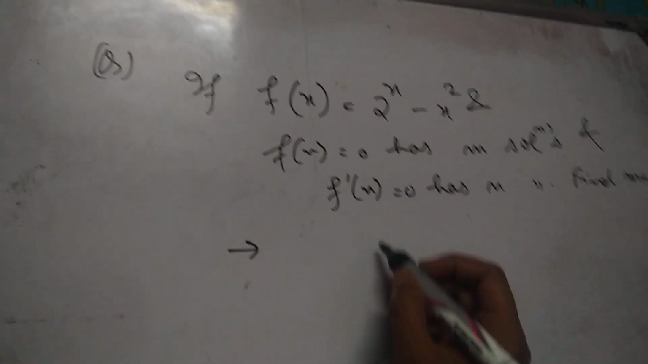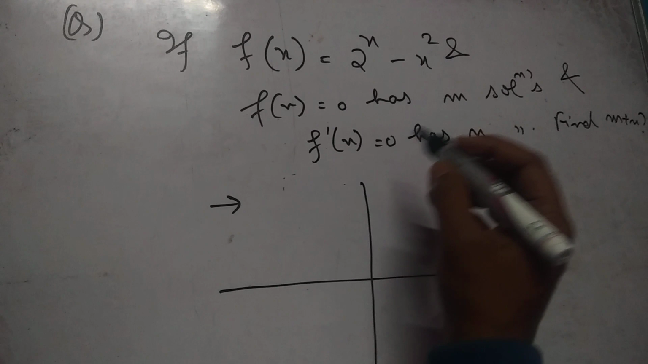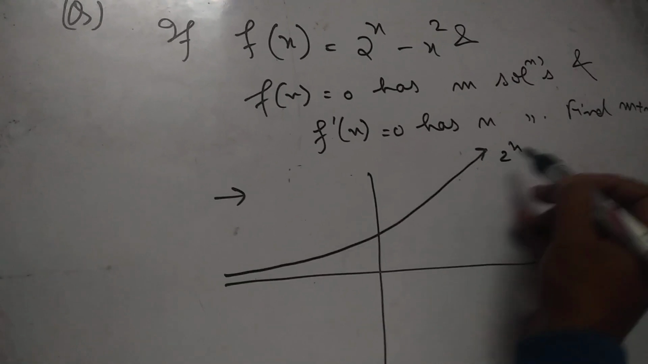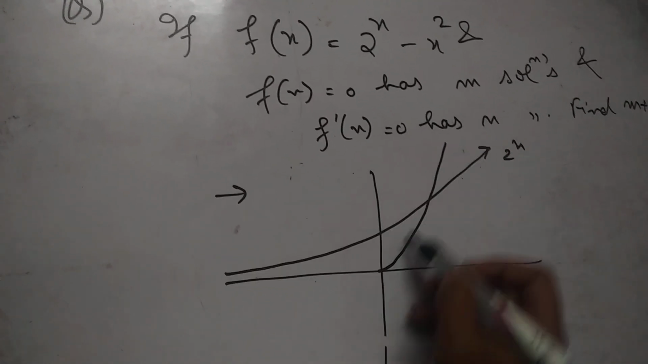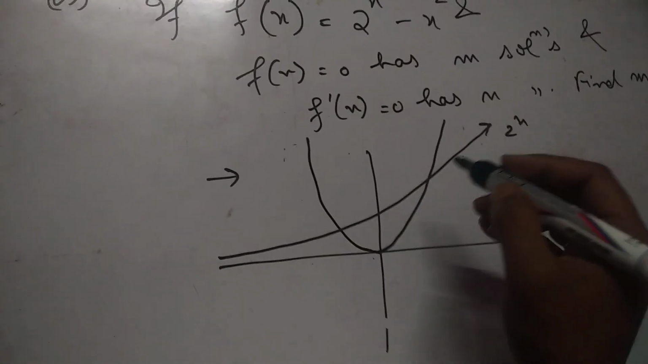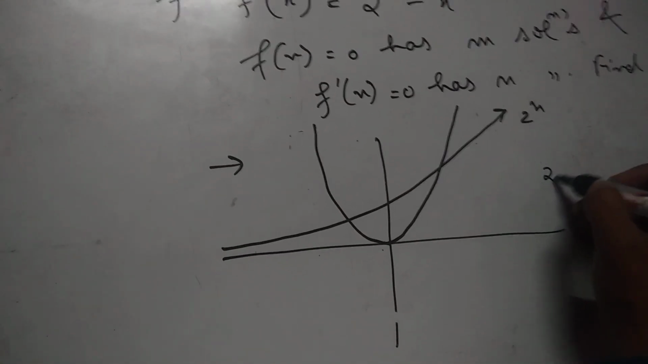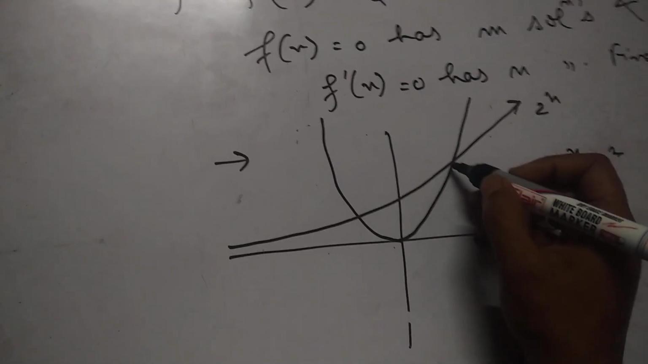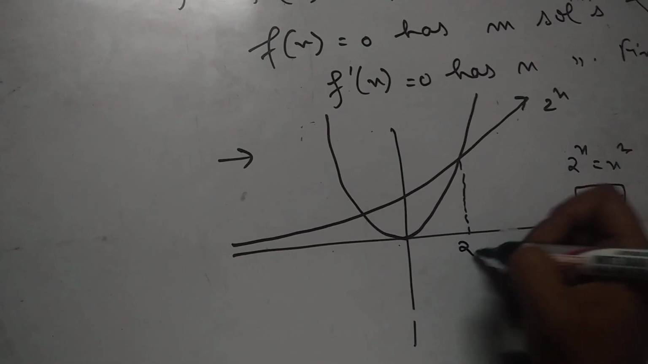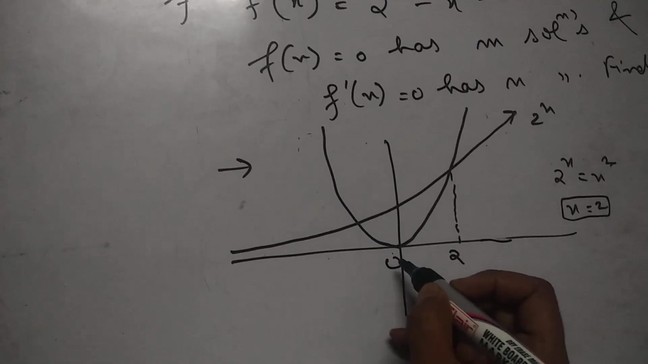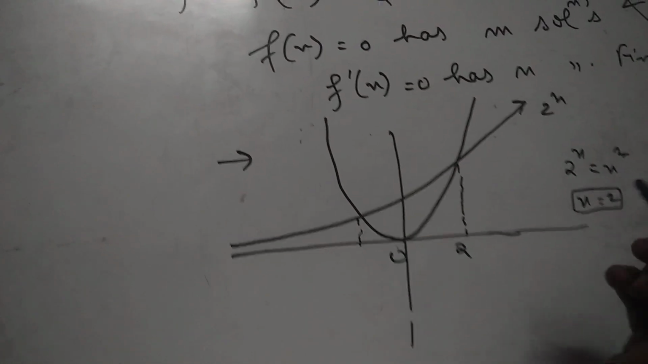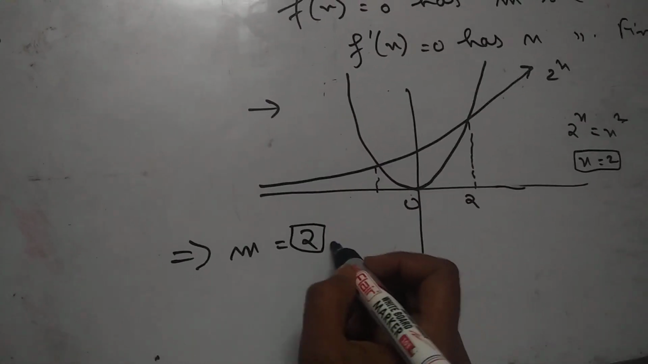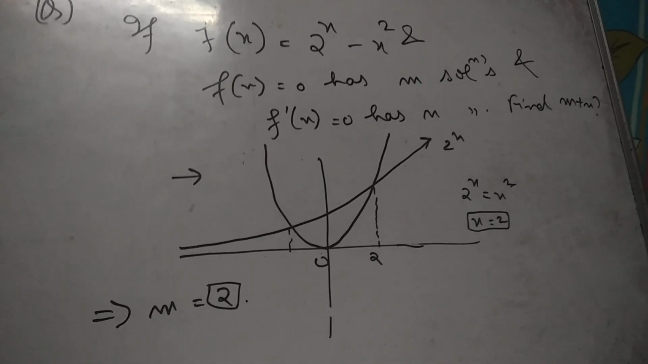Okay, so we know if we put f(x) equal to 0, there are two sides of an equation. One is 2 to the power x and one is x square. I'm pretty sure that 2 to the power x equal to x square, x equal to 2 satisfies it. So it will lie somewhere here, right? And less than 0, there is also a value for sure. This means that there will be only 2 solutions for f(x) equal to 0. So m is equal to 2.